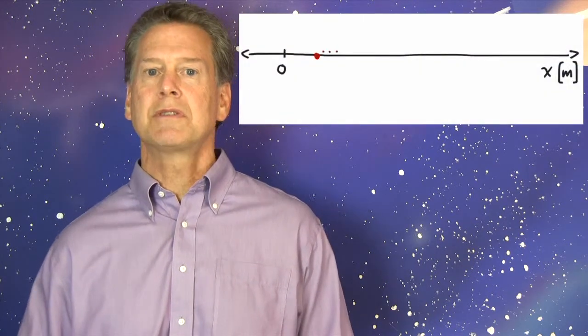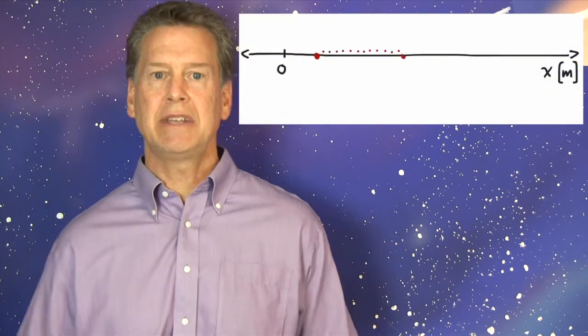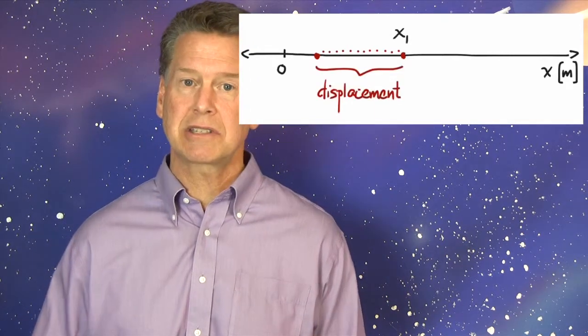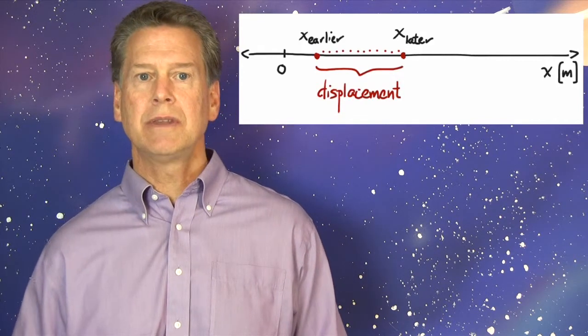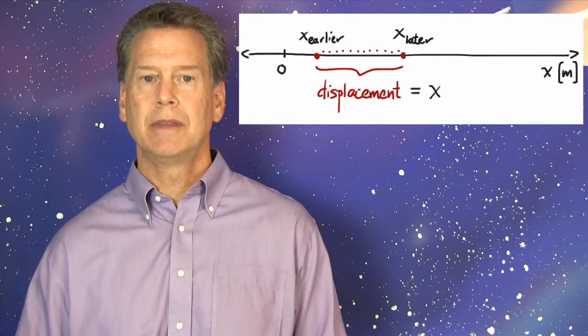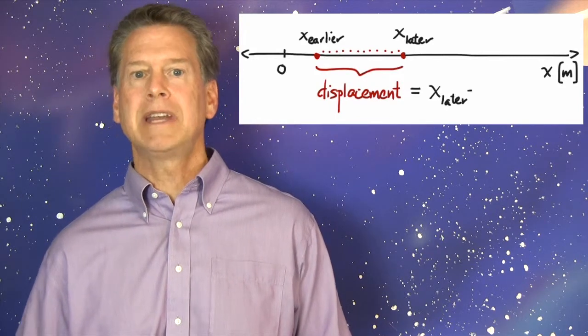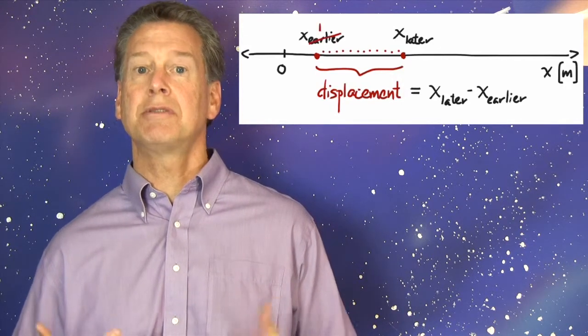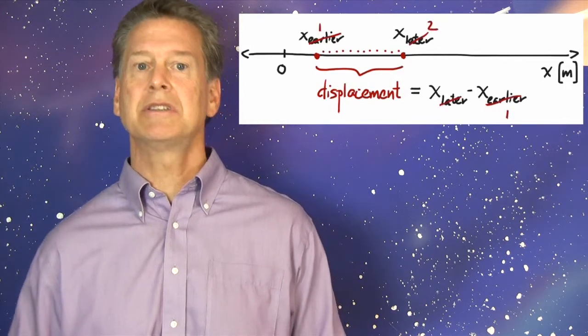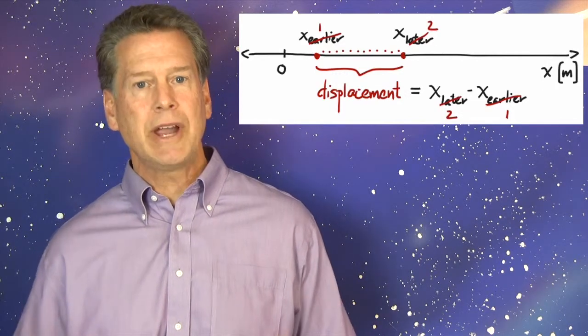When an object moves from one position to another, its x value changes, and it has been displaced. To compute this displacement, we take the later position and subtract the earlier position from it. X subscript later minus x sub earlier. For convenience, we call the earlier position the first position, and the later position the second. By the way, if you need to see some real concrete numbers here, we'll do an example very soon. But first, let's use algebra to describe the situation generally, symbolically.